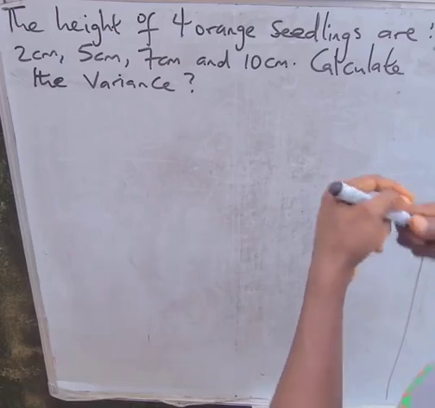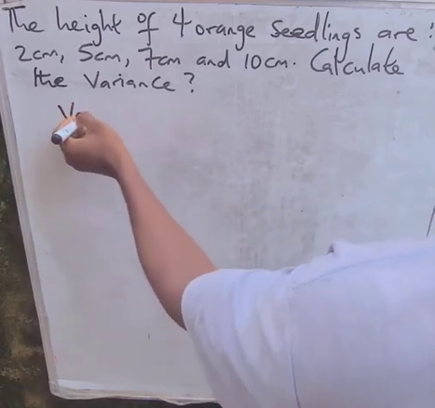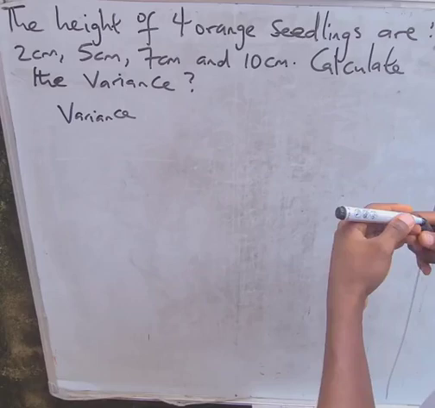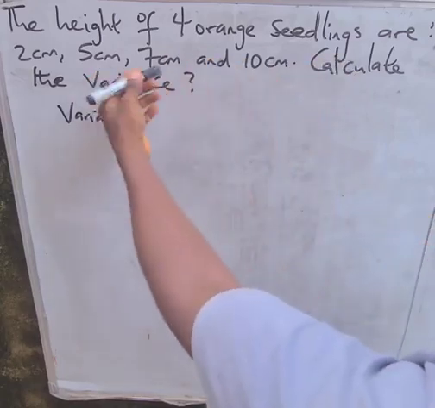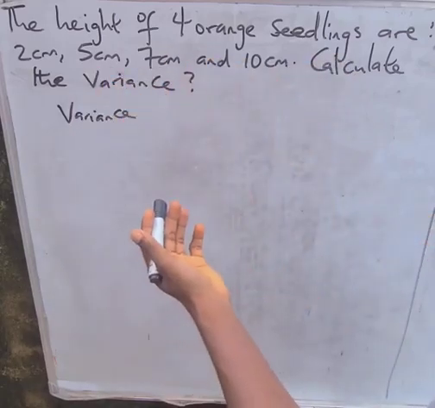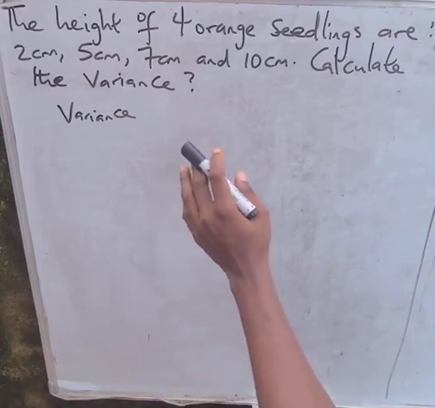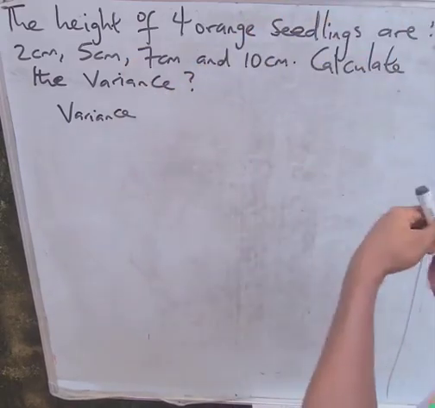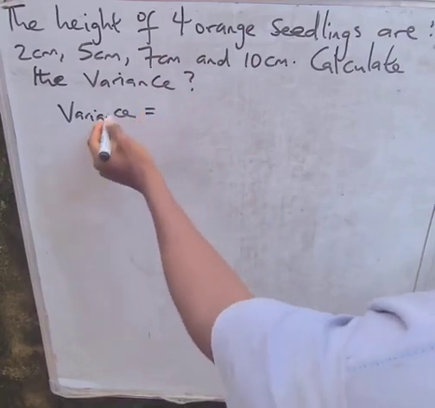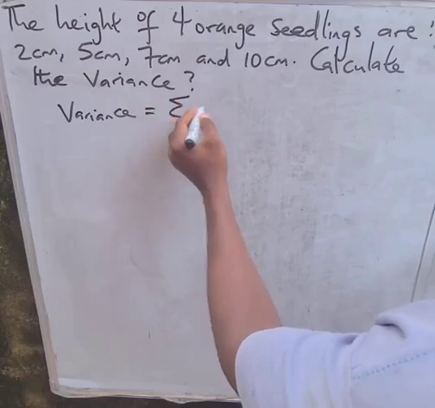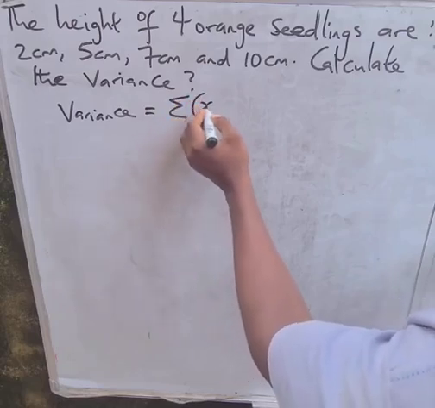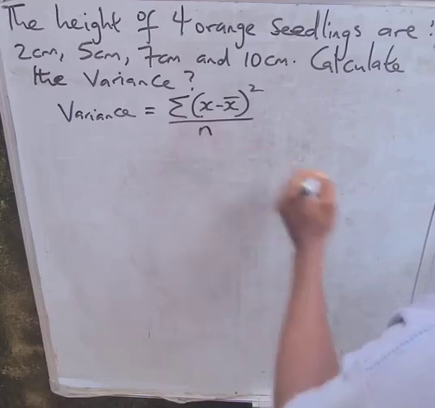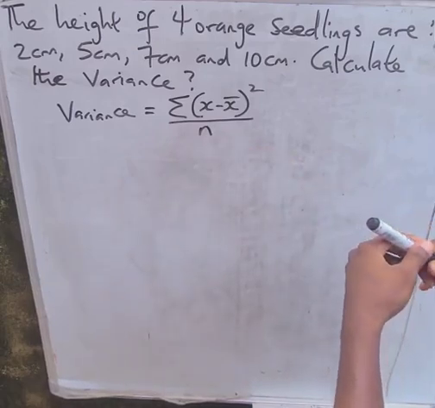Okay? Now, when you hear variance, this is a measure of dispersion. Okay? And if you look at this distribution here, it's ungrouped data, without frequency. So, for us to calculate the variance of such a distribution, we're going to use the formula. Variance is equal to summation, open bracket, x minus x bar, all squared, all over what? N.